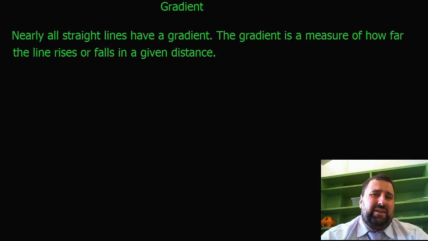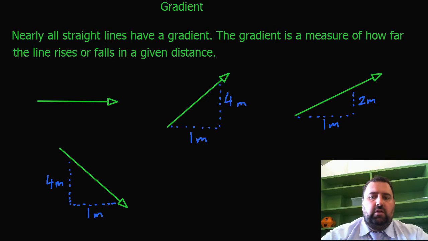So now we're going to start talking about gradient. The idea of gradient is it measures how far a line rises or falls over a given distance. So look at these four lines here. Now each one has a gradient.